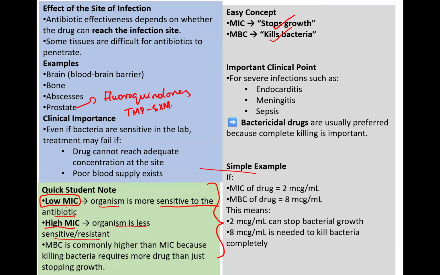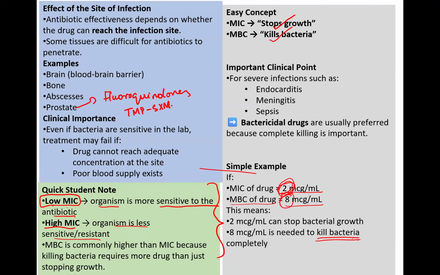A simple example: if the MIC of a drug is 2 mcg per ml and MBC of a drug is 8 mcg per ml, that means the 2 mcg can stop the growth of the bacteria, whereas 8 mcg can kill the bacteria completely. I hope that's clear to you.